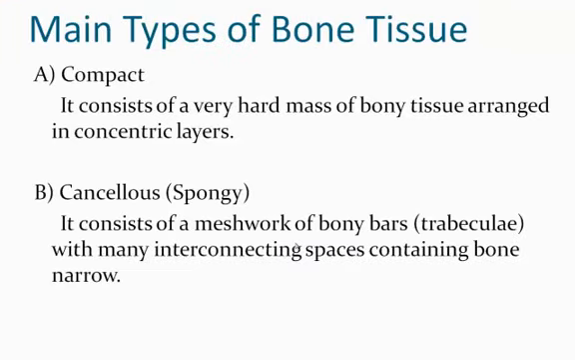There are 2 types of bone tissue, compact and spongy. The compact contains the Haversian system that nourishes the bone. The spongy tissue has many interconnecting spaces of bone marrow.